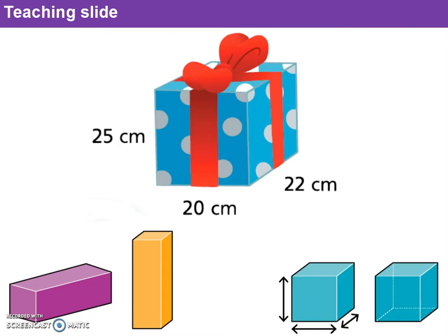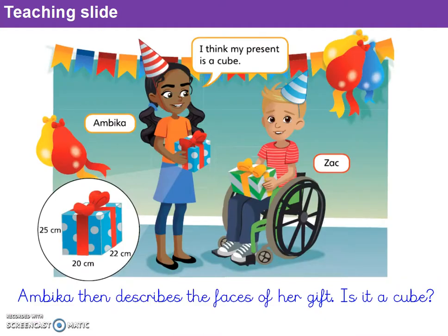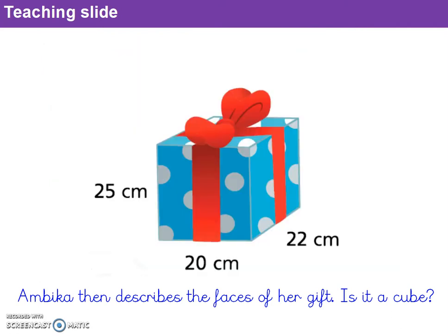But we're going to be looking for the faces to be all identical, which brilliantly links us on to question 1b. Ambika then describes the faces of her gift. Is it a cube? So let's have a look at these faces. We can see that we're given the measurements of this: the height of it, 25 centimeters, the width of it, 20 centimeters, and the depth or the thickness of it is 22 centimeters. So we can use those measurements to think about whether it's a cube.